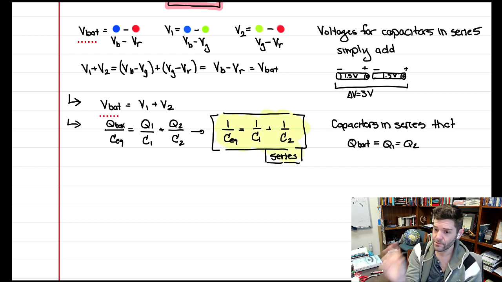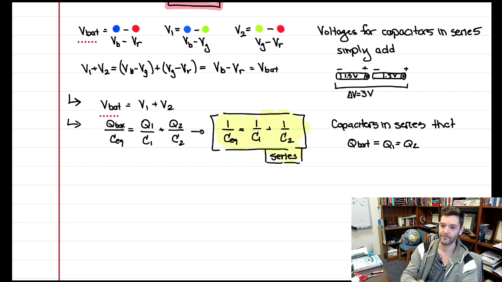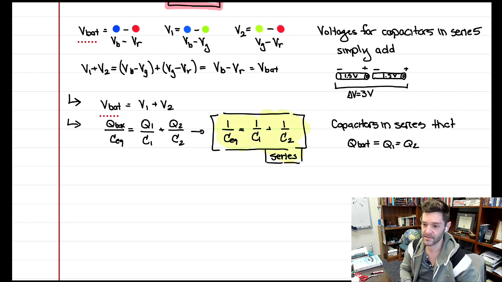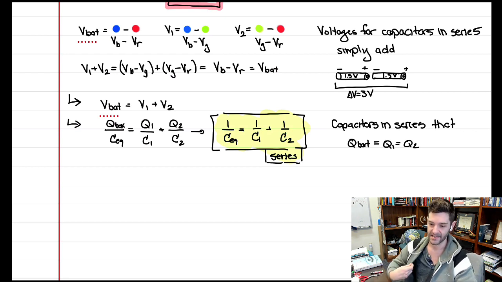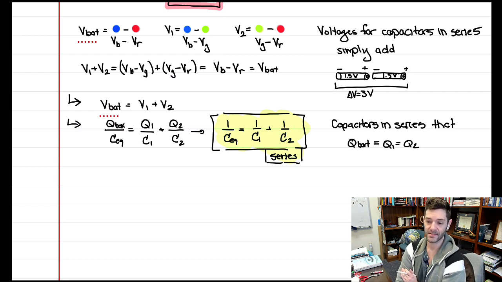Then I can take two capacitors and take them out of the circuit and replace them with a single capacitor, which, if it has a capacitance equal to this C equivalent, gives me the exact same result. Essentially, what the battery assumes is connected to it is this single capacitor with a capacitance of C equivalent.